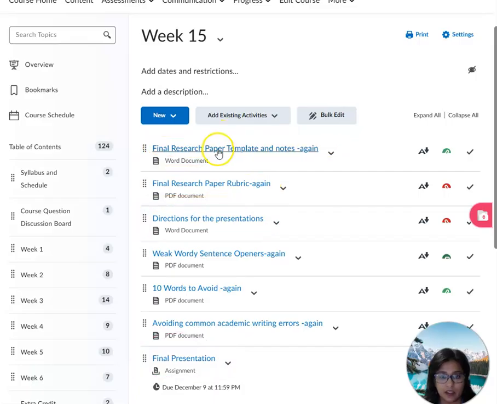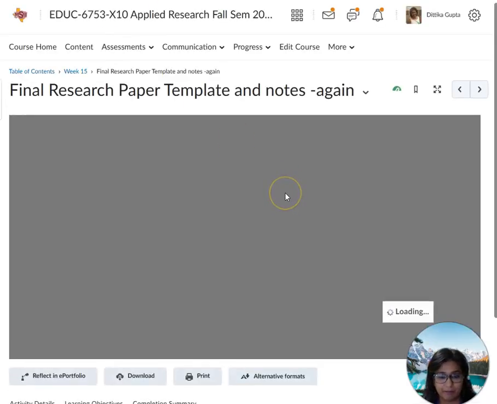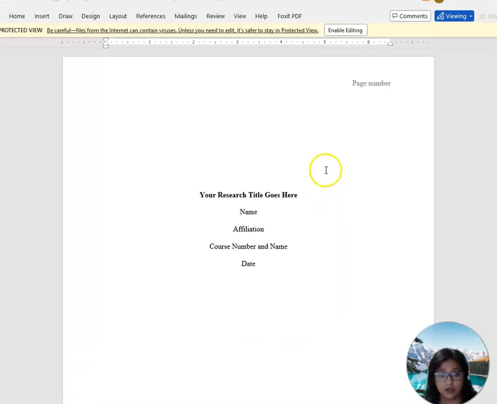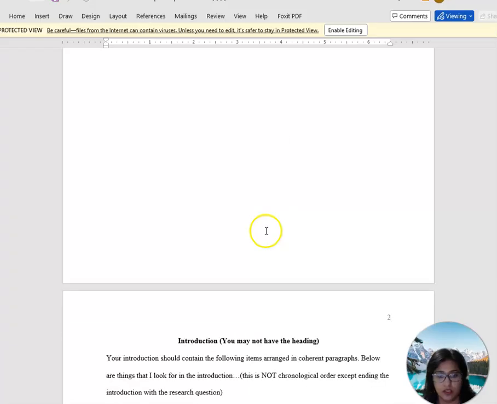So let's look into the paper. We've looked at it before also, but I wanted to go over it again. I downloaded it because it was taking a long time to load. But here is your title that goes in. It does not have to be a research question. It's a shortened title, your name, affiliation, and course.